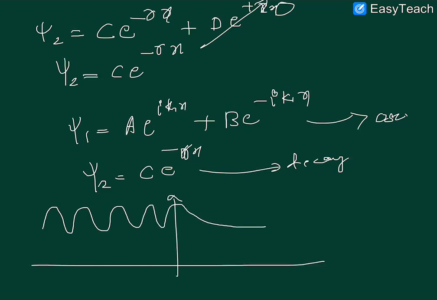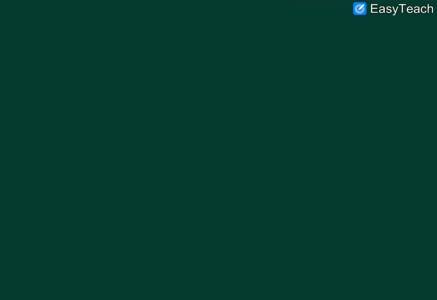In this plot, this is 0, and this is psi versus x. I guess you get the idea: the wave function is oscillating in the left region, and on the right region it's kind of decaying. Okay, then I guess we are completed with the two questions, and now let's move on to the third one, wherein we are asked to calculate the wavelength.